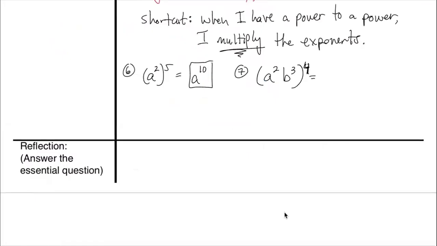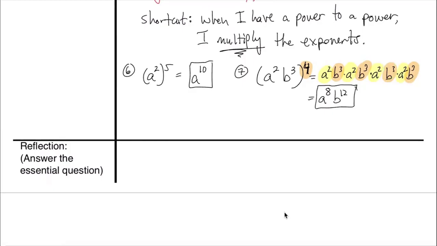All right, now this one, I'm going to expand it out to show you. Let me erase the parentheses: a squared b to the third times a squared b to the third times a squared b to the third times a squared b to the third. Let me highlight all the a squareds. So total, that gives me a to the 8th. And then b to the third, four of them because there's an exponent of 4. That's b to the 12.